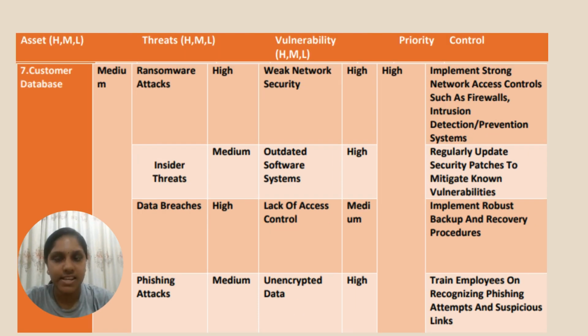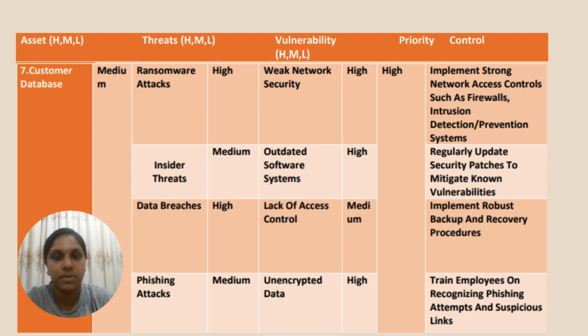Next is the seventh asset of the organization, which is the customer database. It has a medium level of risk. The first threat is ransomware attacks, which has a high status. This is due to weak network security of the organization, which has a high level of risk. We can control it by implementing strong network access controls such as firewalls, intrusion detection, or prevention systems.